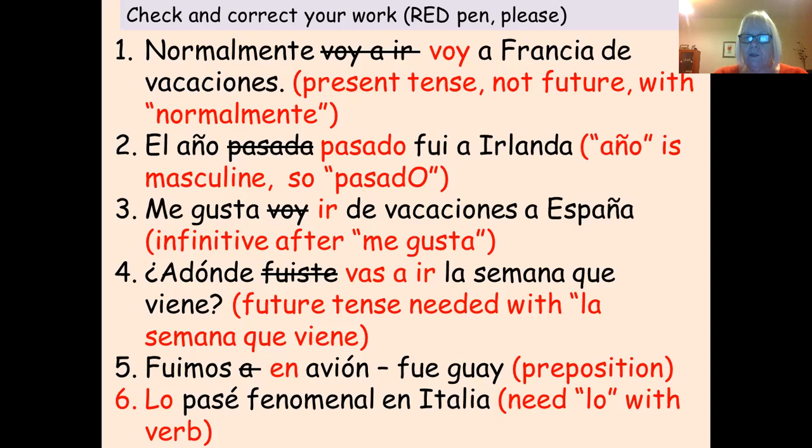The second one, it had el año pasado fui a Irlanda. Now it should be el año pasado, because año is masculine, so it's got to be pasado with an O on the end. So it should be el año pasado fui a Irlanda.